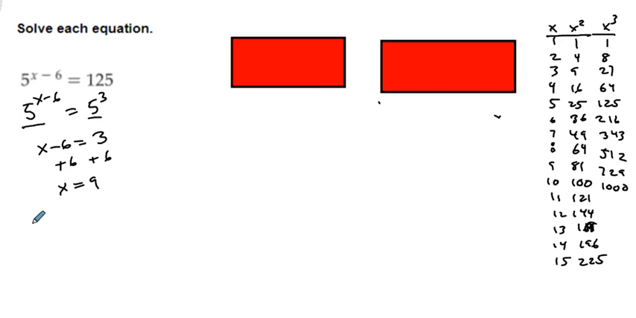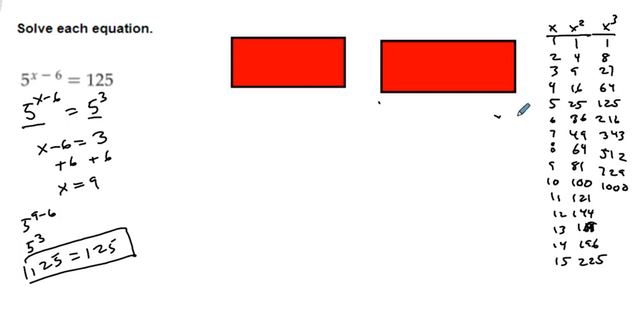So if that's the case, let's check this out. 5 to the 9 minus 6, well, that's 5 to the third power, and I know 5 to the third power from this is 125. Is that equal to this? And yes, it is. It is equal to 125. And so it checks out, all right? And so that's why having a little table like this might be helpful to you. Maybe write it in your notebook somewhere or have it somewhere so you can use it, okay?